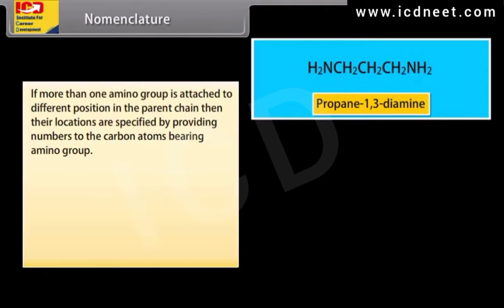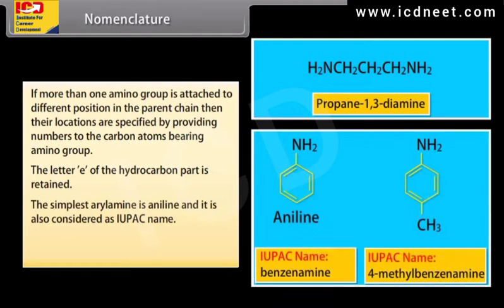If more than one amino group is attached to different positions in the parent chain, then their locations are specified by providing numbers to the carbon atoms bearing amino group. The letter E of the hydrocarbon part is retained. The simplest arylamine is aniline and it is also considered as IUPAC name. In IUPAC system, suffix E of arene is replaced by amine.